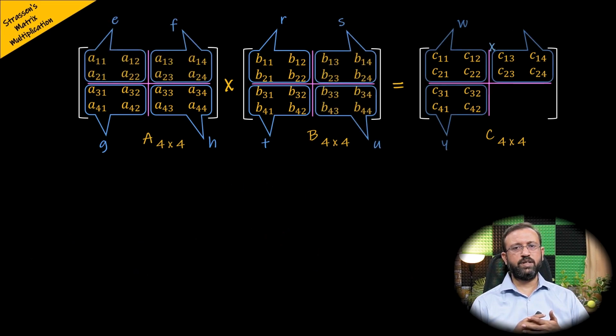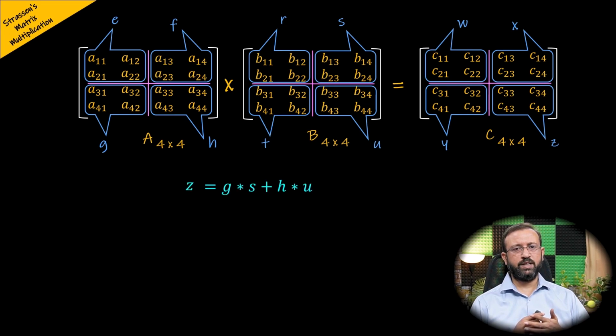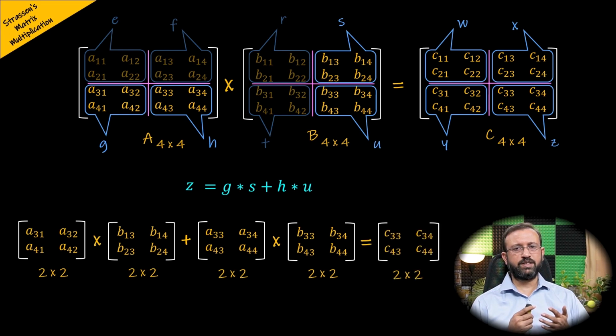And to compute the elements of the fourth submatrix Z of matrix C, we multiply submatrix G with submatrix S plus we multiply submatrix H with submatrix U. Even here, submatrix G as well as submatrix S and submatrix H and U are 2 by 2 matrices. And the product of these two matrices can be computed directly using 2 by 2 matrix multiplication formulas. Then, the matrix addition is applied to get the elements of the submatrix Z of matrix C.